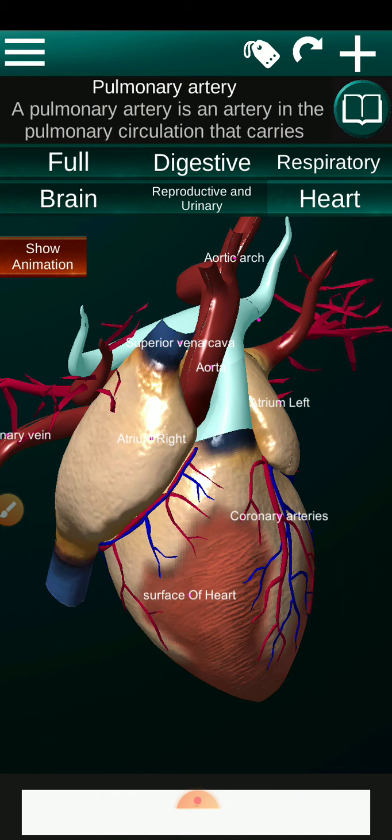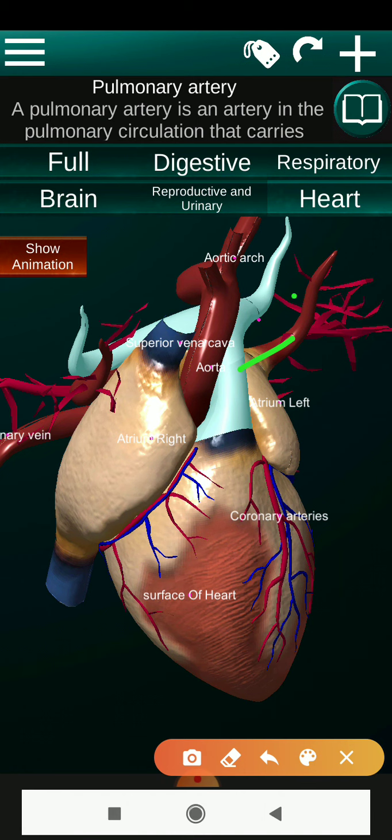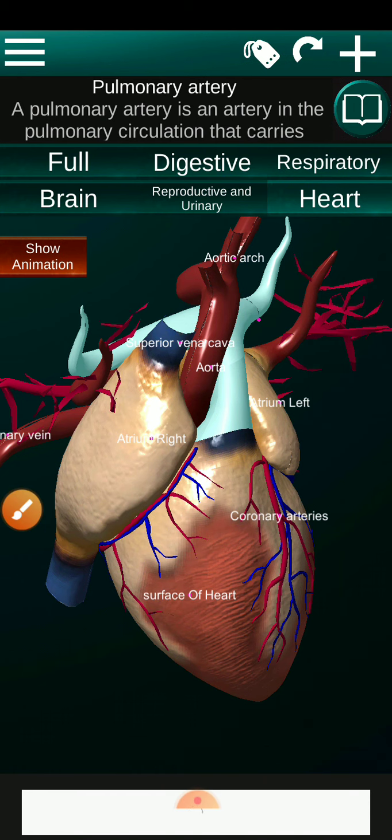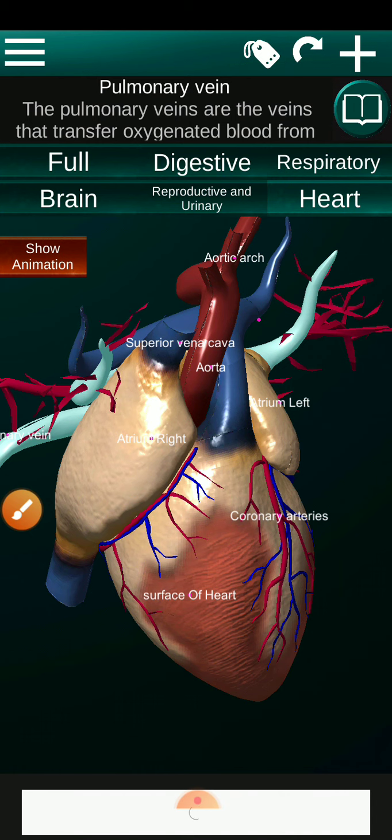Now next is this. This vessel is called the pulmonary artery. This is the only artery which carries deoxygenated blood. It carries the deoxygenated blood to the lungs for purification, and when the lungs purify the blood, then it again comes back into the heart, and it comes back through this one.